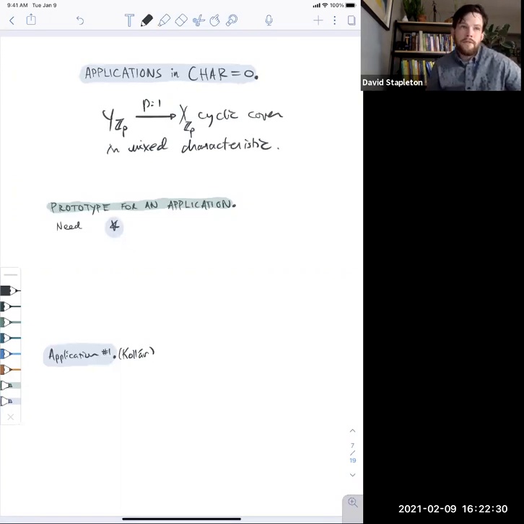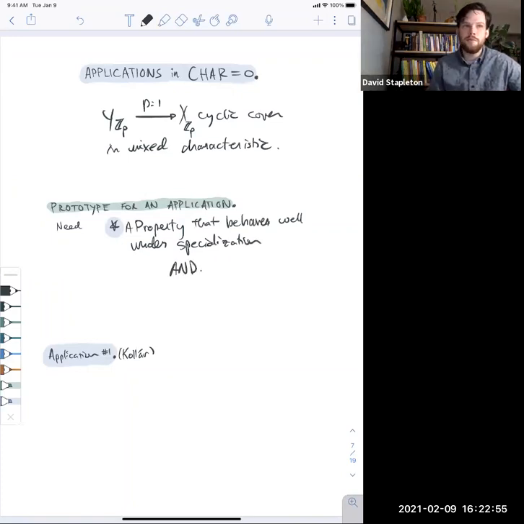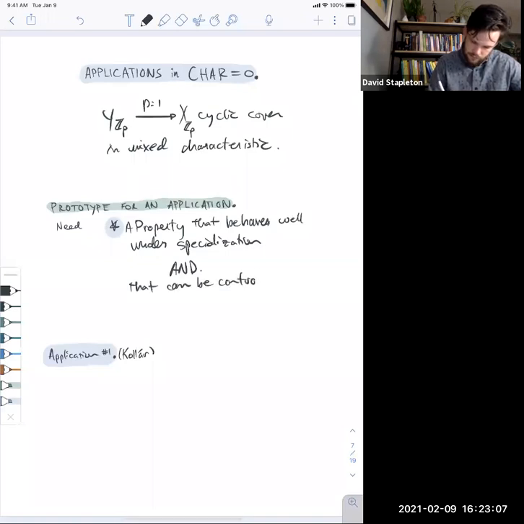And sort of the prototype for an application is we need first a property that behaves well under specialization. And to use these holomorphic forms, we need also that this property can be controlled by holomorphic forms.